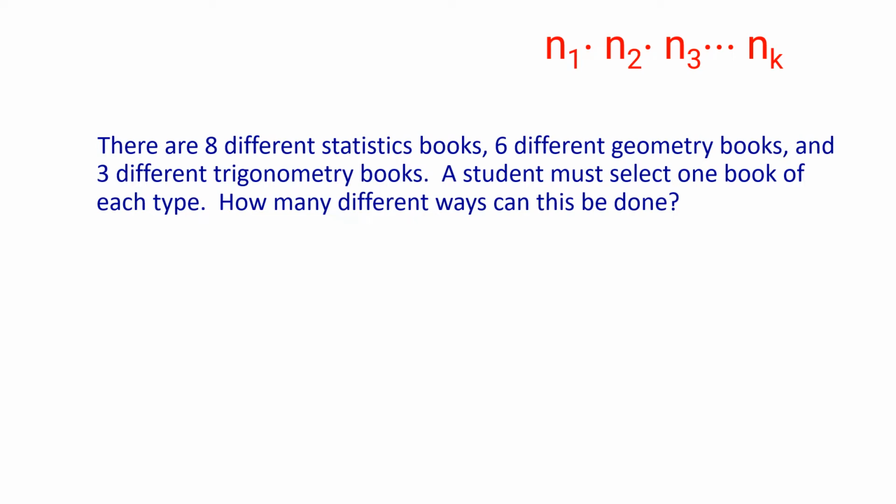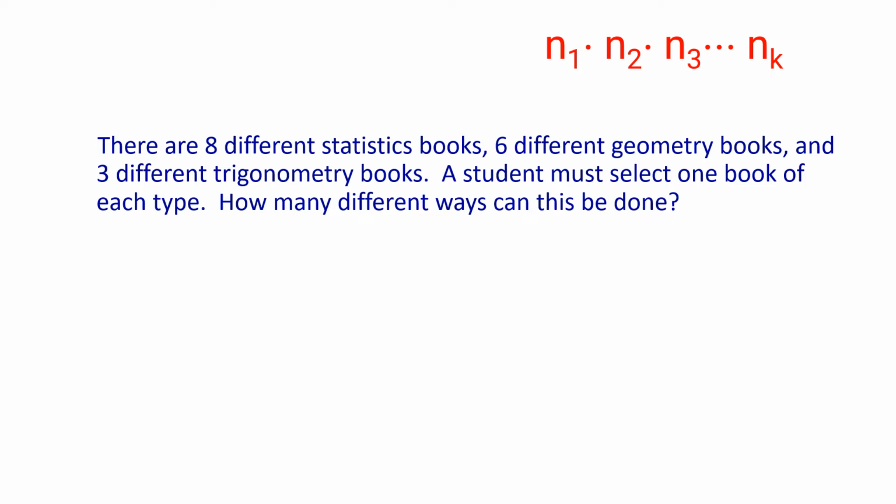Here's another example. There are 8 different statistics books, 6 different geometry books, and 3 different trigonometry books. A student must select one book of each type. And let's say that the student gets to decide. Usually, the teacher decides. But let's say in this example here, the student's going to just select a book of each type. How many different ways can this be done?